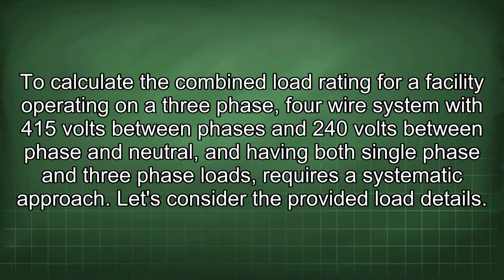Calculating the combined load rating for a facility operating on a three-phase, four-wire system with 415 volts between phases and 240 volts between phase and neutral, and having both single-phase and three-phase loads, requires a systematic approach. Let's consider the provided load details.